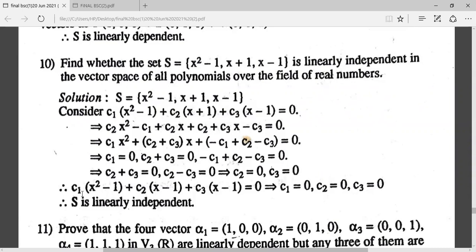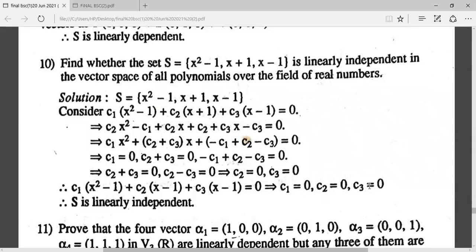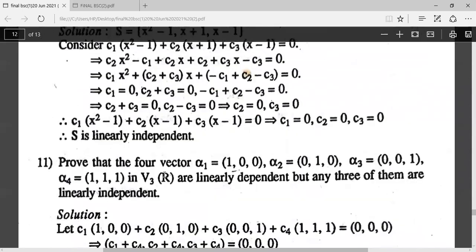So what does this imply? The linear combination of C1 into x square minus 1 plus C2 into x minus 1 plus C3 into x minus 1 equals 0 implies each of the scalars is 0. That is C1 is 0, C2 is 0, C3 is 0. All the scalars are zeros. If all the scalars are zeros, S is linearly independent. If even one scalar is non-zero, it is linearly dependent. But here all scalars are 0, so this set S is linearly independent.